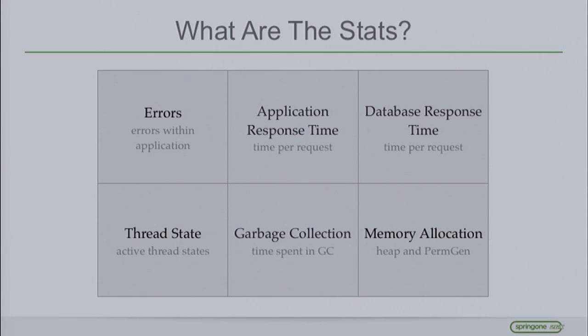Garbage collection. Garbage collection can be a major cause of why your application is stalling a lot and being slow. And memory allocation. Are you running out of heap space? Are you running out of permgen? These, I think, are all important statistics, and so we're going to look at them today.